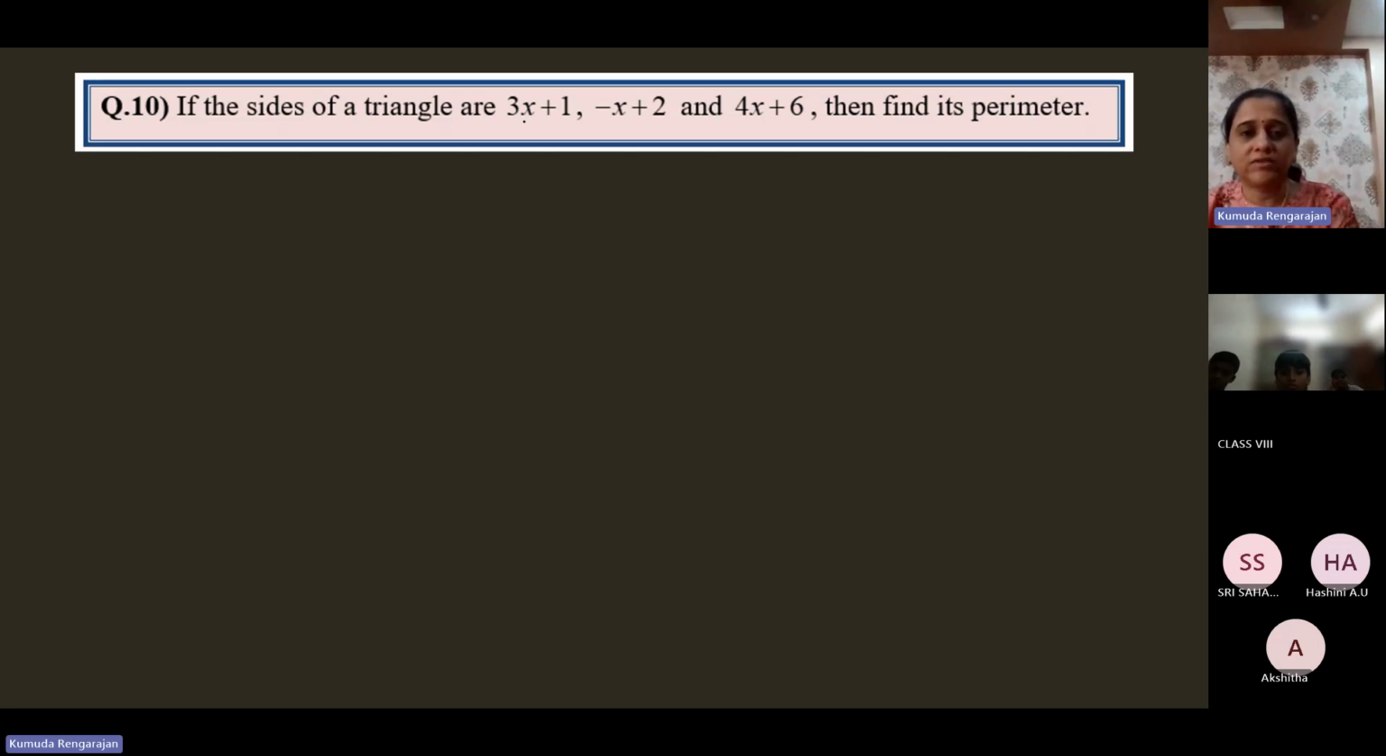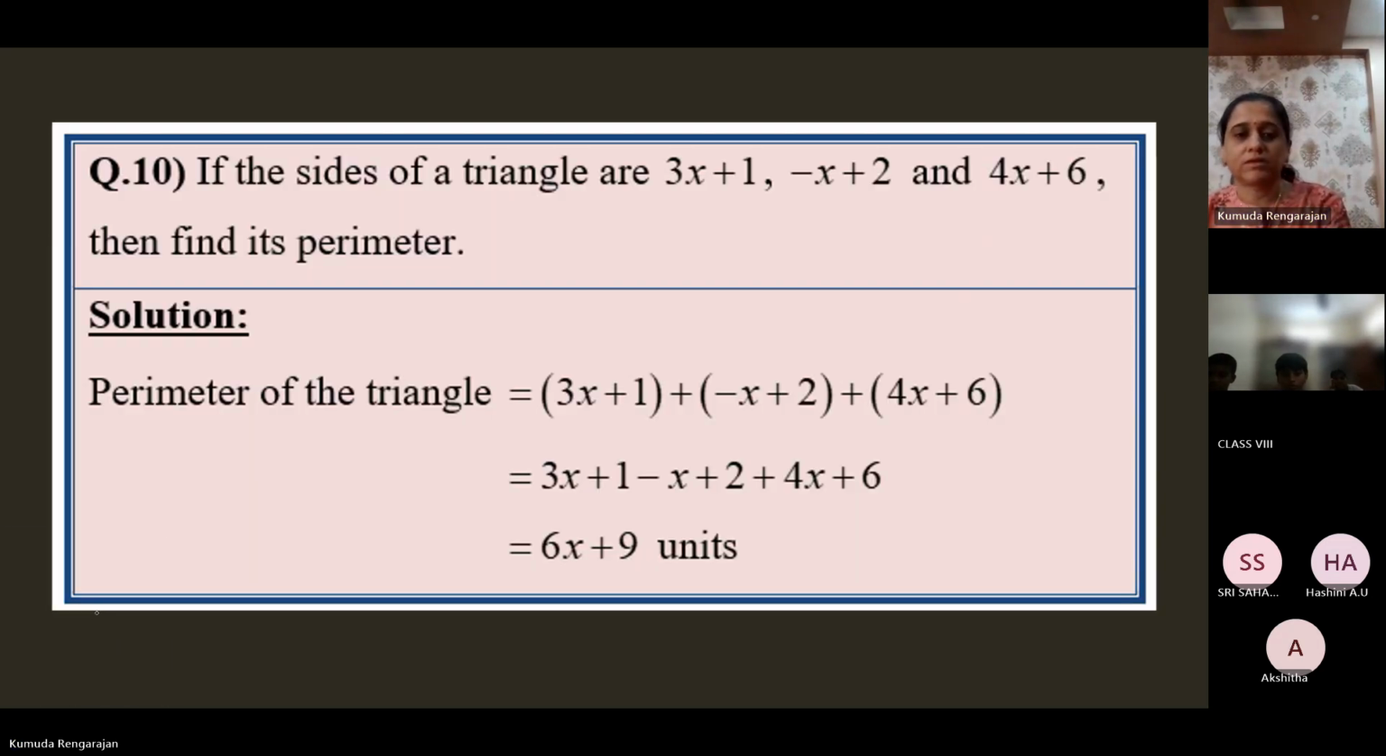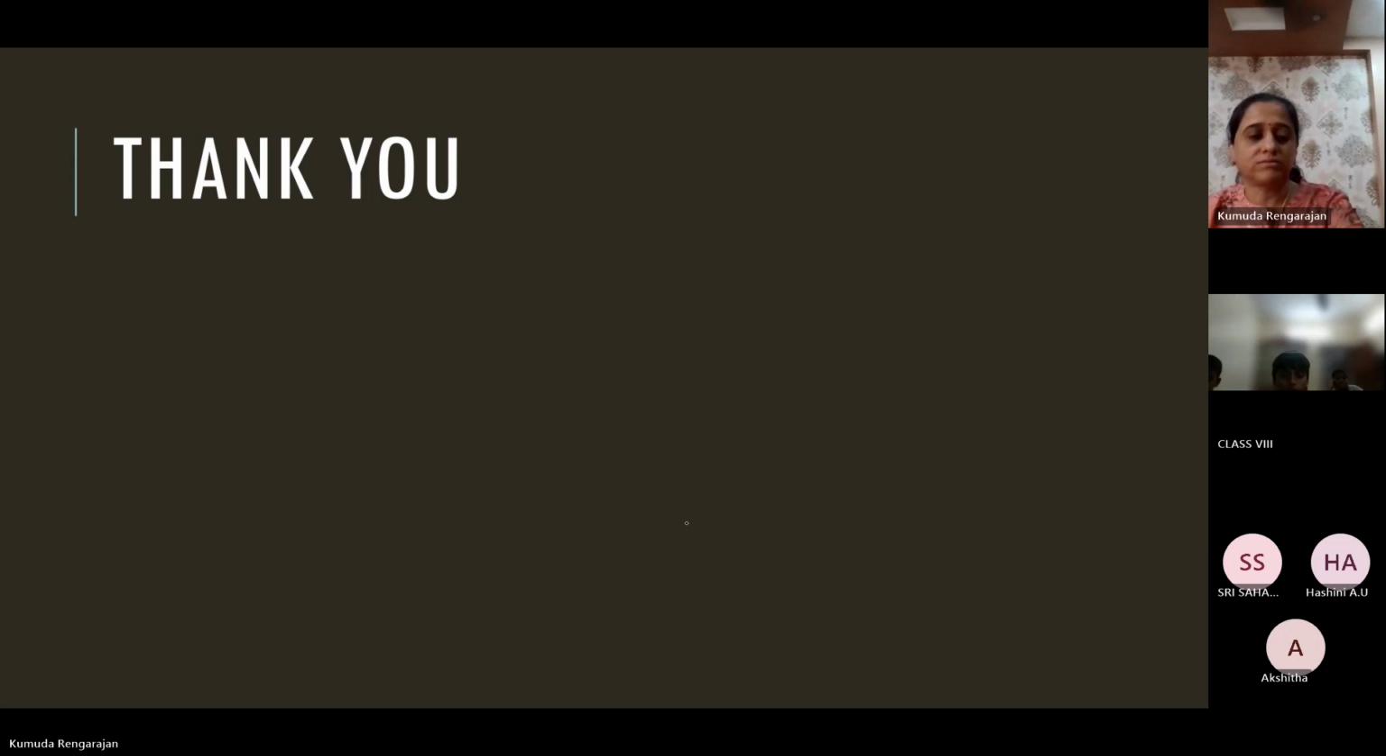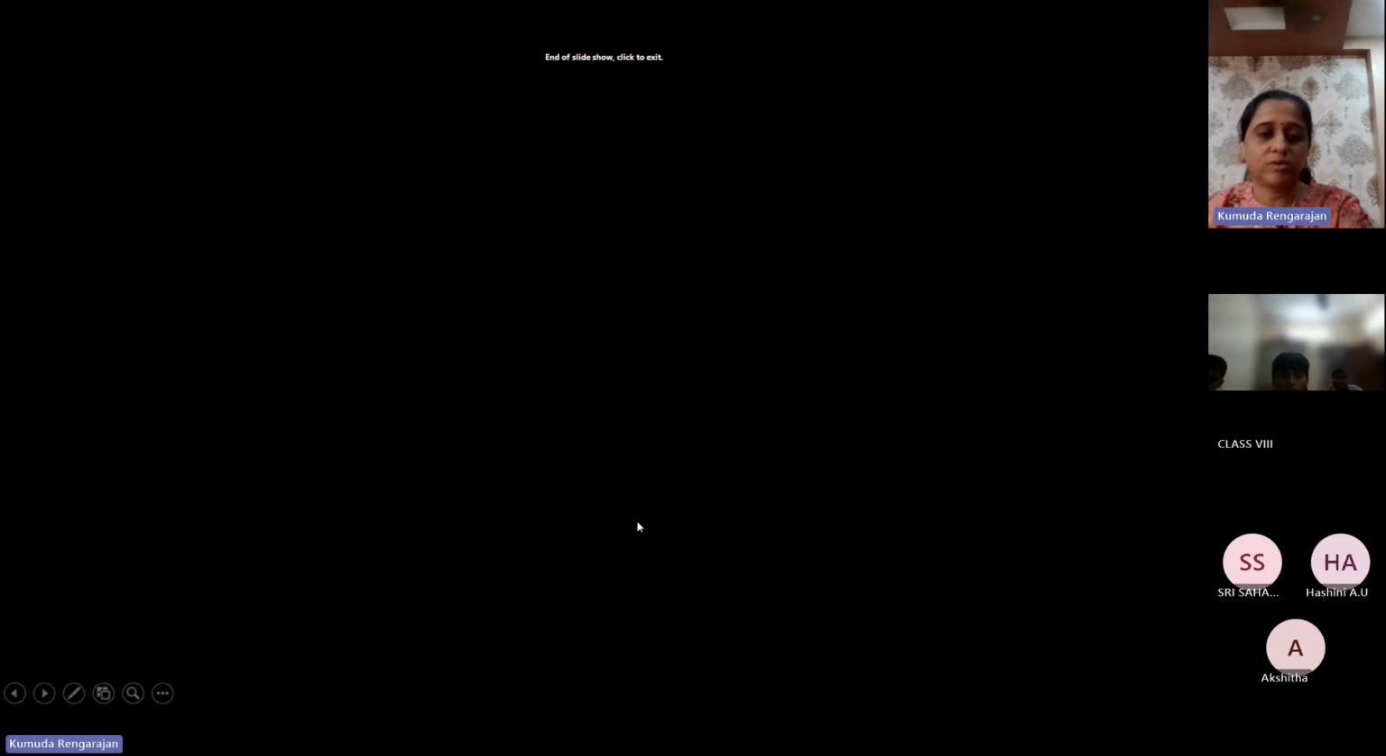Sides of the triangle are given to you, and you'll have to find its perimeter. So you know the sum of the 3 sides is the perimeter. That's about the first assignment.